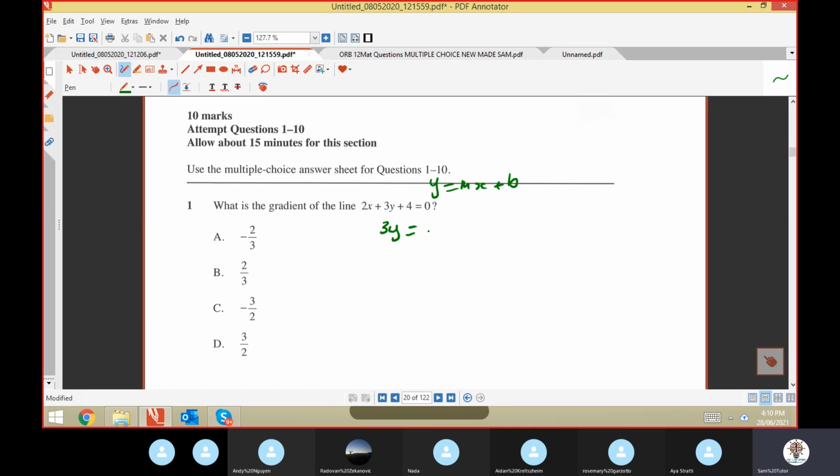So 3y equals negative 2x minus 4. y equals negative 2/3 x minus 4/3. So the gradient is negative 2 over 3. Answer's A. Any questions there?